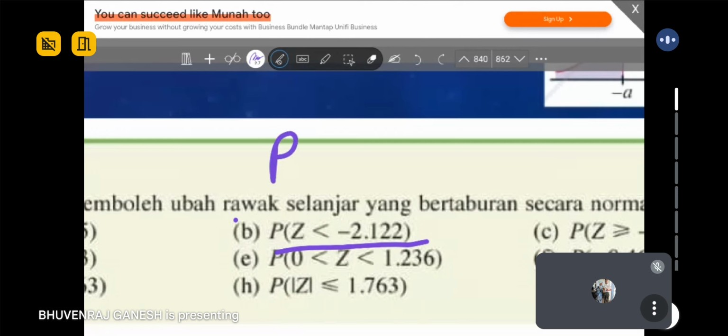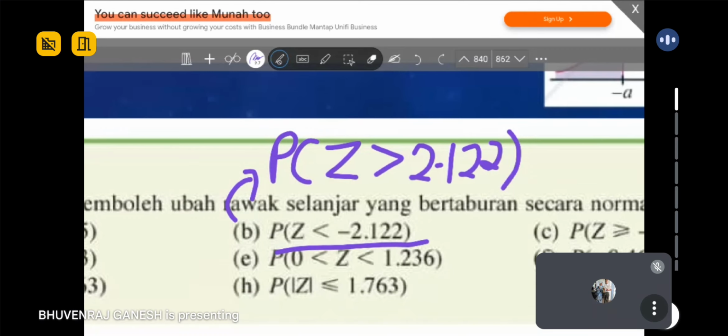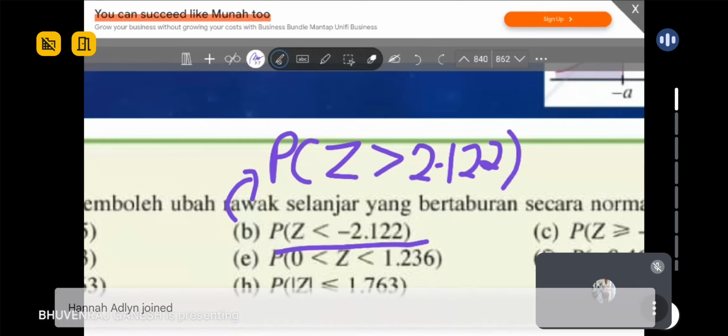In probability, how do you change it? When you change the sign, bila kamu tukar simbol, negatif akan automatically jadi positif. Ini adalah keunikan dia. Whenever you change the sign, the negative symbol becomes positive, and the positive symbol becomes negative. Can you all understand this? Ini adalah satu tricks yang kamu boleh guna untuk selesaikan soalan. So whenever you switch the sign, the negative value changes to positive. Why is it like that?